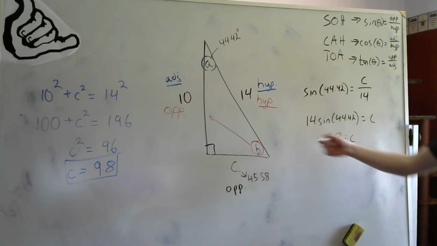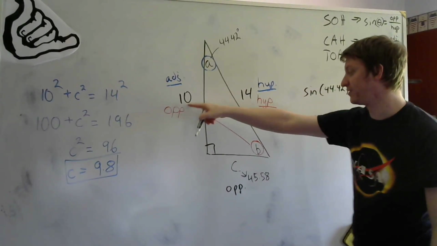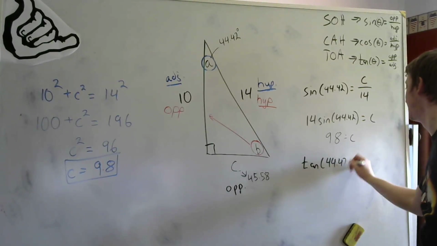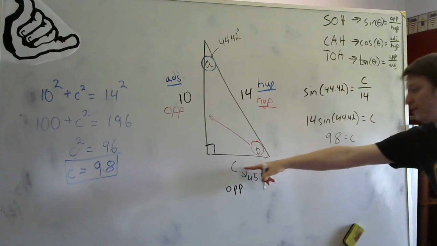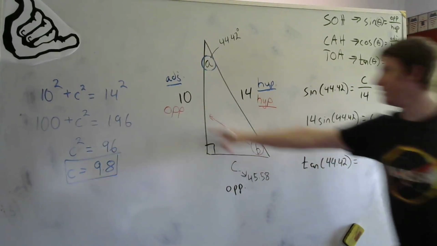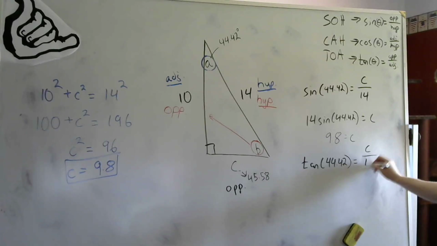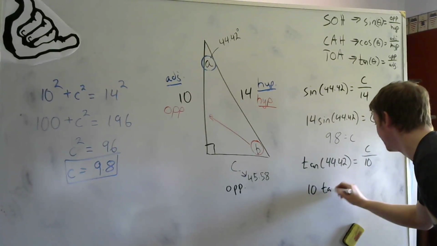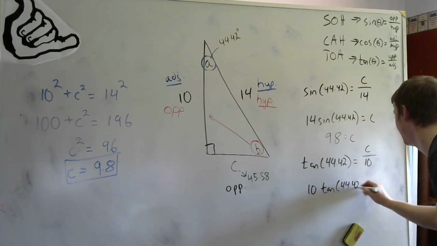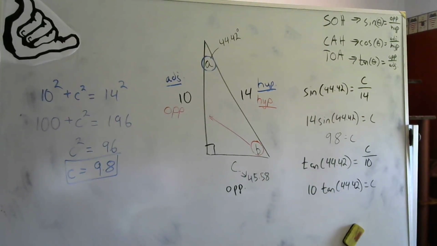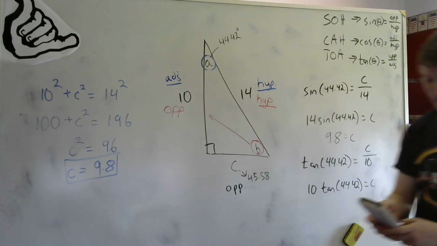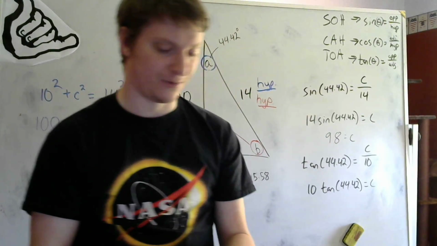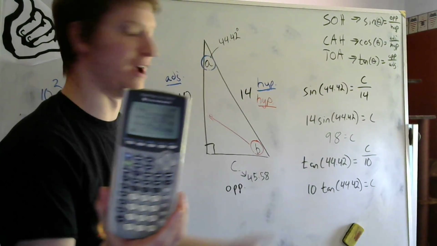I could have also chosen to do the tangent, because I could use this side here as well. So I could do the tangent of 44.42, and that should be equal to my opposite, which is C, divided by my adjacent, which is 10. Which means 10 times tangent of 44.42 is equal to C. And if I do a check on this, 10 times tangent of 44.42, once again, it's coming up with 9.8.